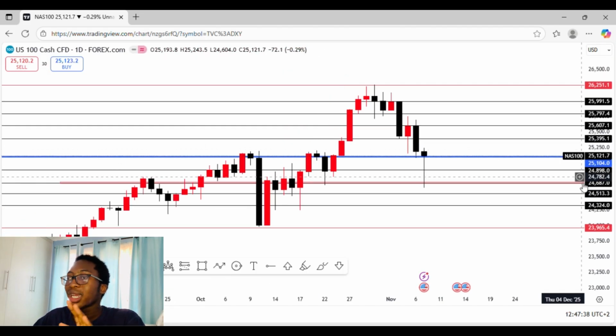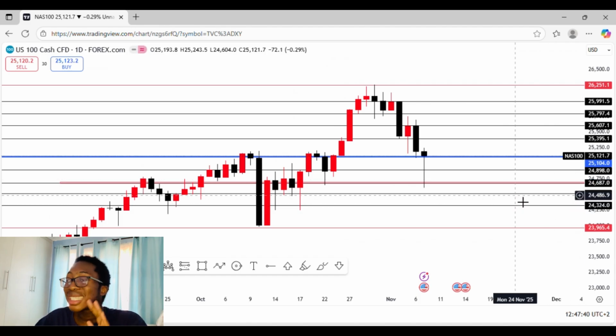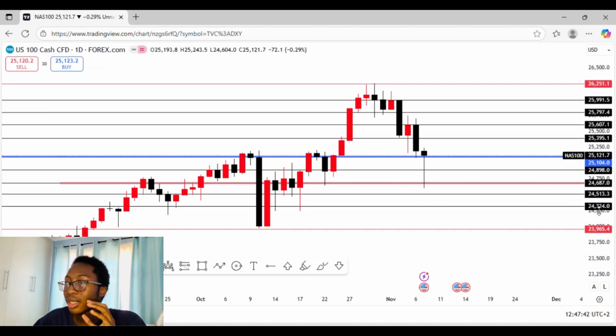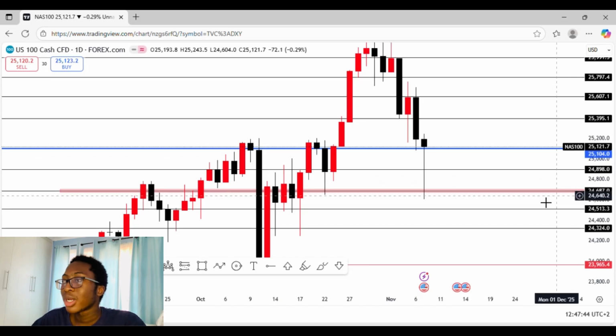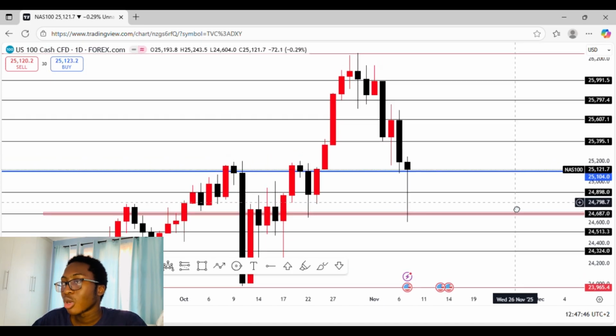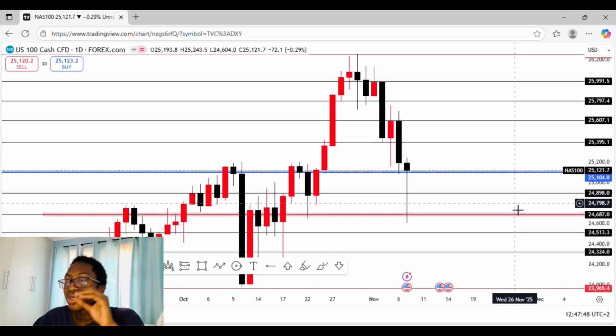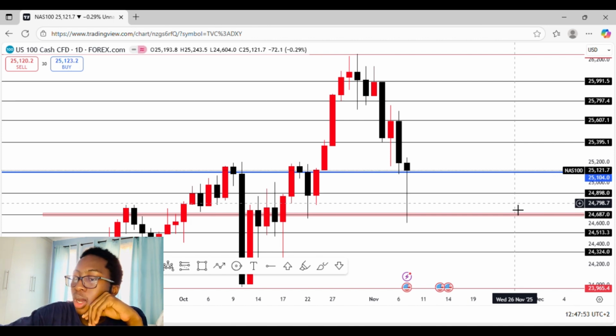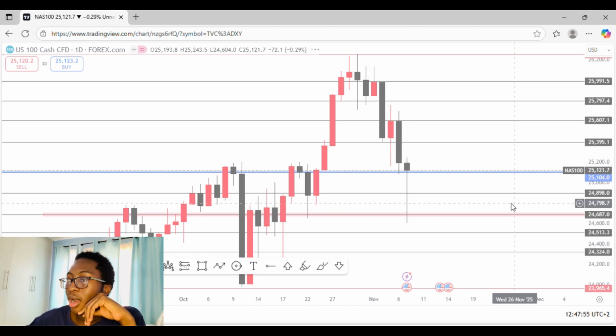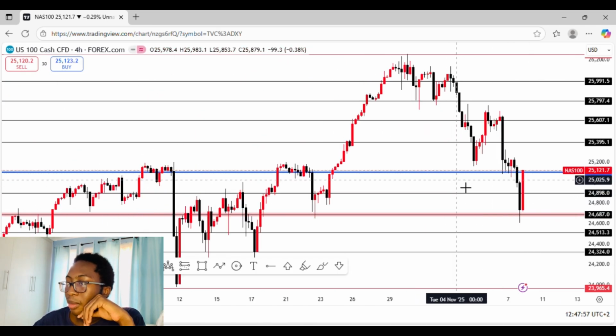Can you see how the market respects the zones? Can you see the importance of marking these zones, guys? You might think it's support and resistance zones, but trust me, it's not. There are certain rules for marking these zones. So I will simply now go to my 4 hour.